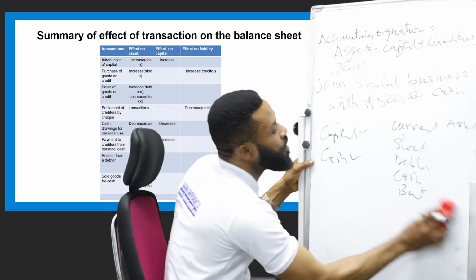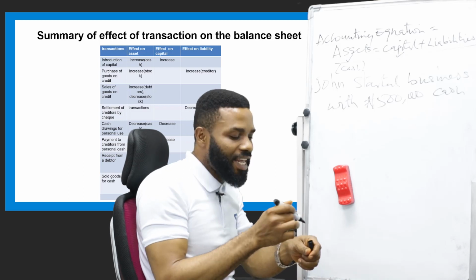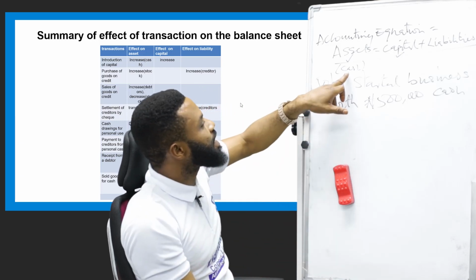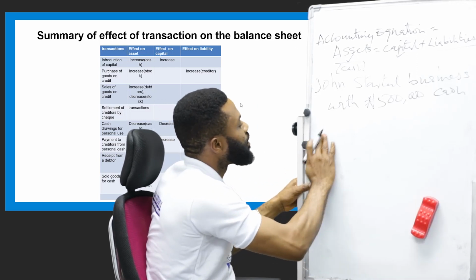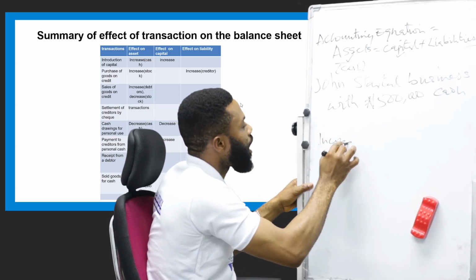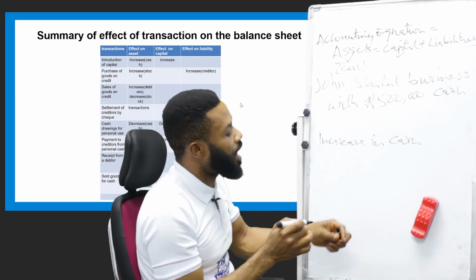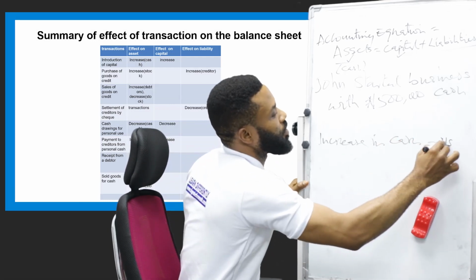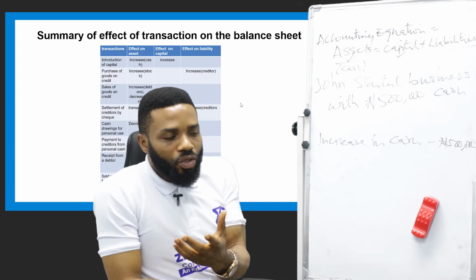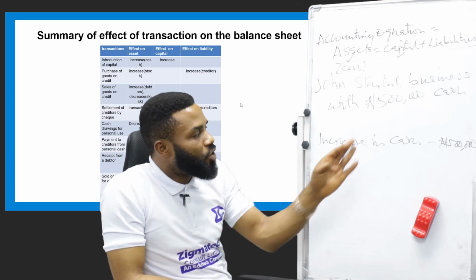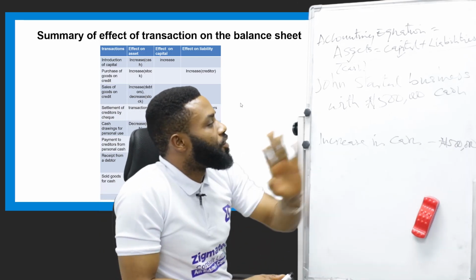You see now? If you want to represent it, from that table you see that there is an increase in cash. Increase in cash. How much? 500,000. What we were having before was 200,000, but by virtue of this introduction of 500,000, it has increased to 700,000.